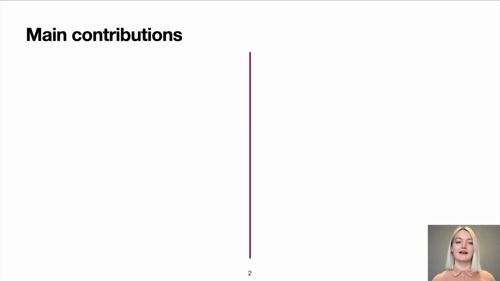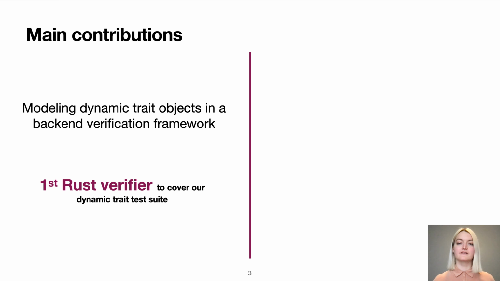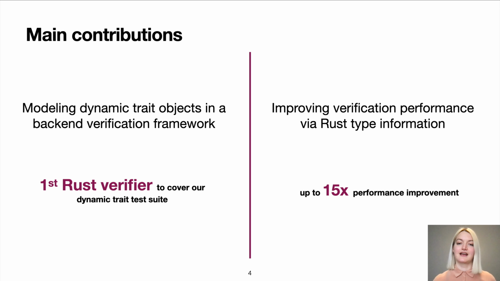So to start with, I want to highlight the main ideas that we'll talk about in the paper today. The first is that we'll see how we can model this particular language feature, dynamic trait objects, in a backend verification framework. We'll show that our tool Kani is the first verification-focused tool, to our knowledge, that covers the cases of this language feature that we're most concerned with. Next, we'll look at how we're able to improve the performance of verification of code that uses this feature by applying Rust type information. In one case study, this leads to a 15 times performance improvement.